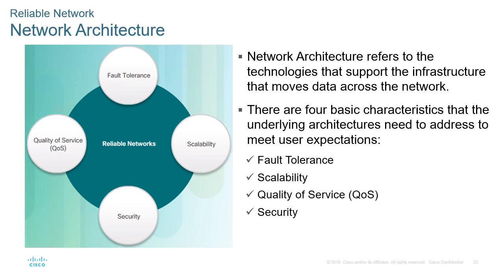And by network architecture, basically this is the sum of the hardware, your routers, the switches your service provider uses, the topology, which type of topology they use also affects reliability. We have the protocols they use, the network management. That sums up what we call the network architecture. And there are four basic characteristics of that architecture which need to be addressed to meet user expectations. So we have fault tolerance, scalability, quality of service, and security.